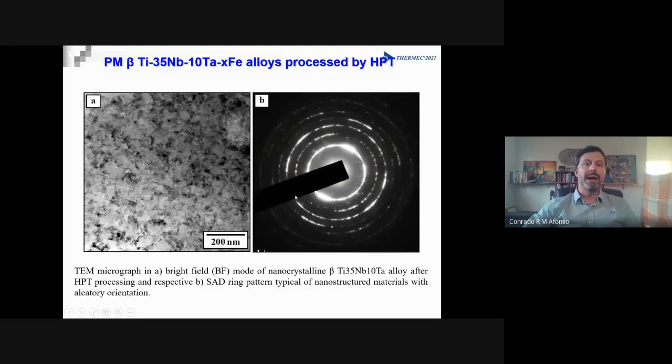Okay. And after the HPT process, we have here just a conventional TEM image in bright field. So it's very difficult to identify clearly the domains of the beta titanium grains. So it's very difficult to see all the grain boundaries and determine exactly which is the grain size of this sample in the conventional TEM image. And here, the electron diffraction of rings, denoting that we have a nanocrystalline sample after the HPT. This is the sample, just titanium niobium tantalum alloy.